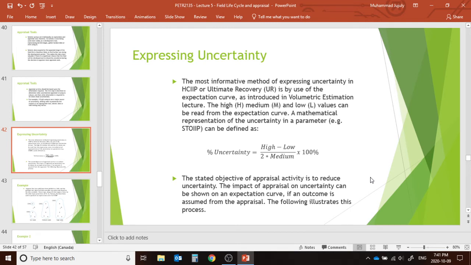Now, how do we actually express uncertainty? The way we express uncertainty in HCIIP, or the ultimate recovery, we actually use the curve, right? The uncertainty is the high minus low divided by 2 times the median, times 100. Okay, this is the mathematical representation of the uncertainty in a parameter.